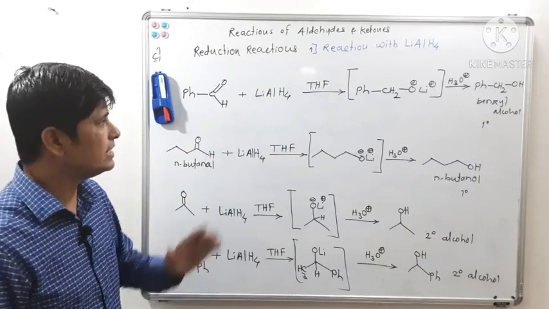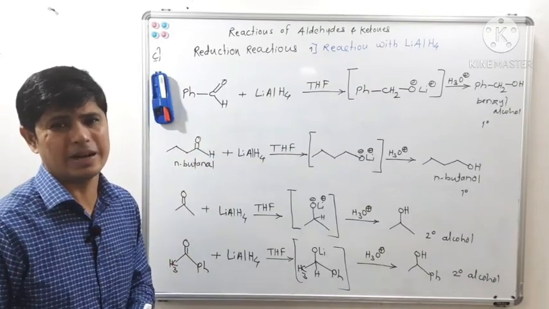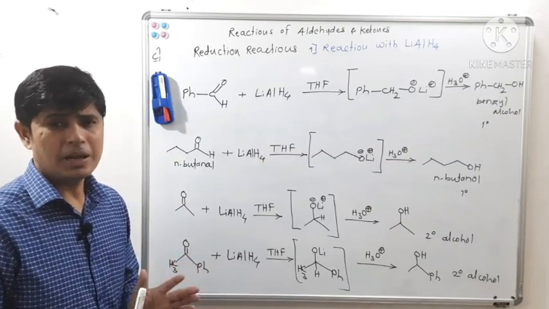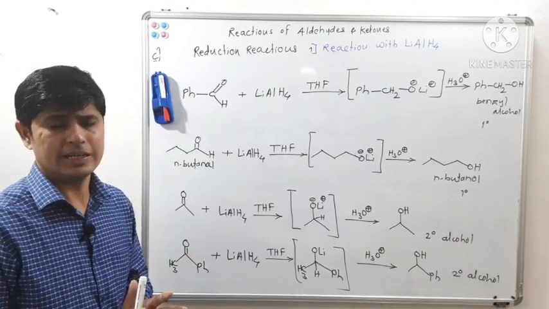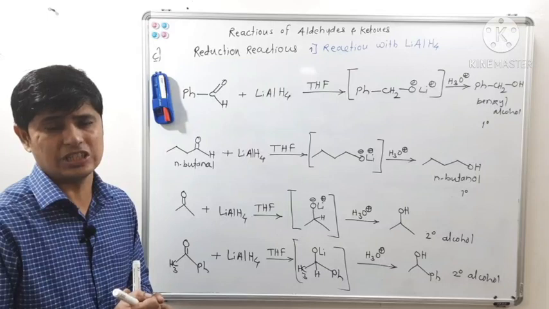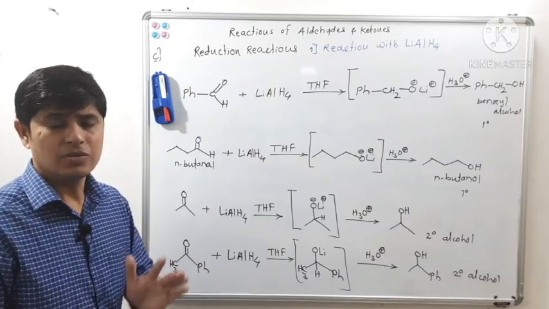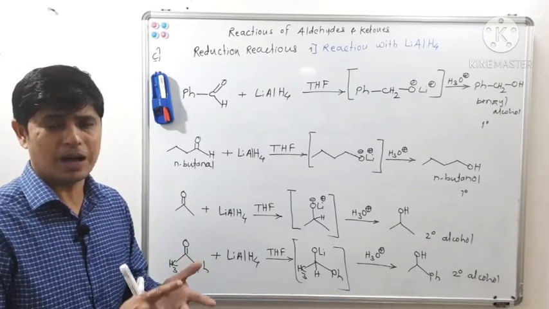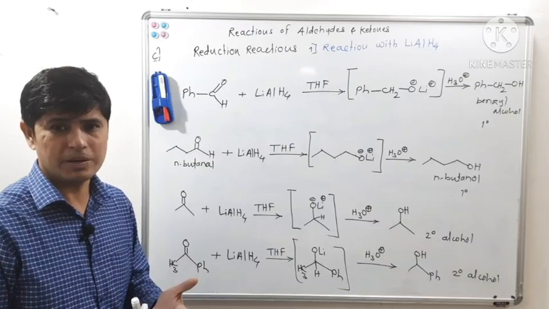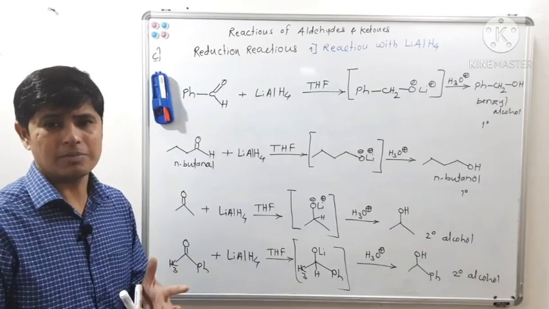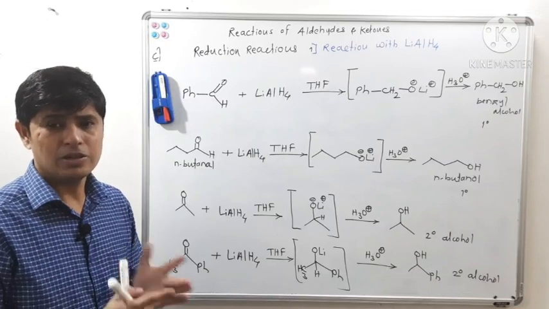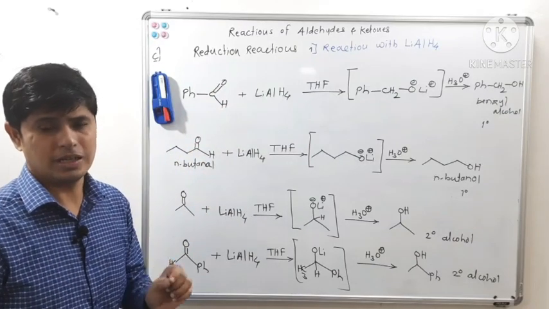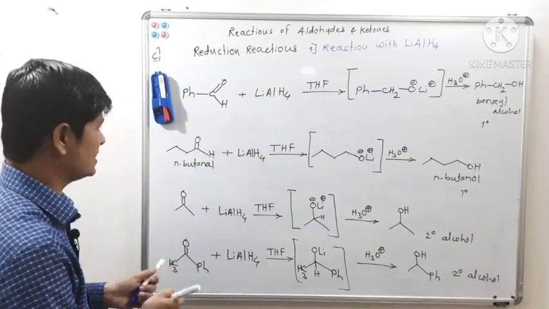Now let us talk about the reactivity of lithium aluminum hydride. This lithium aluminum hydride is very reactive. It is a very reactive and strong reducing reagent. It can reduce other functional groups also, like nitro group, carbon-carbon double bond, carbon-nitrogen triple bond, carbon-nitrogen double bond, carbon-carbon triple bond. It can reduce this type of functional group also along with the carbonyl carbon-oxygen double bond, isn't it? Let us see an example.